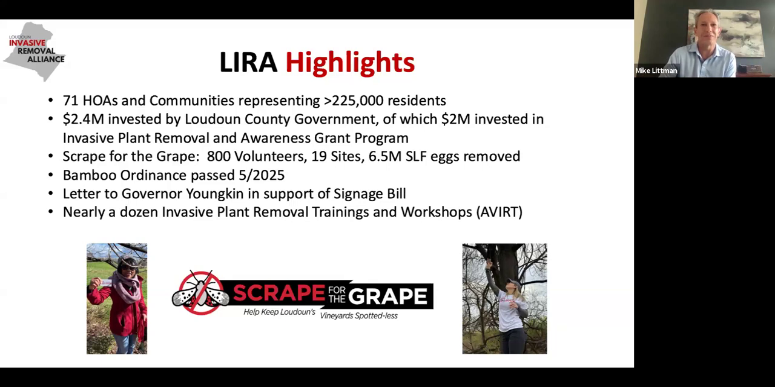I don't want to leave out the fact that what Wendy's doing is spot on. She's going after the politicians. They can create change. Bottom left is Supervisor Sylvia Glass. Bottom right is Senator Perry, who came and joined us for Scrape for the Grape this past April. And they're getting involved. They're more and more interested in putting forth legislation.